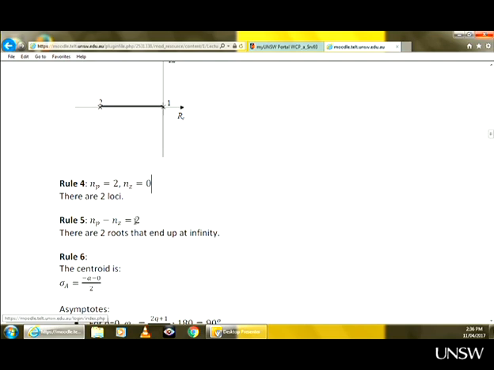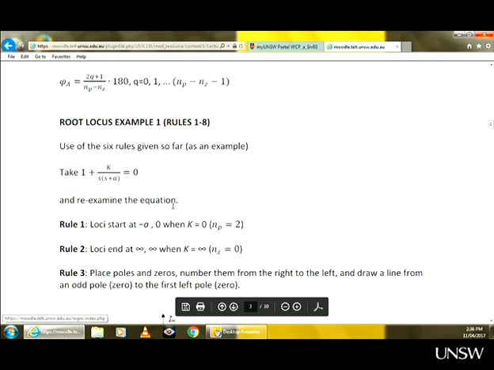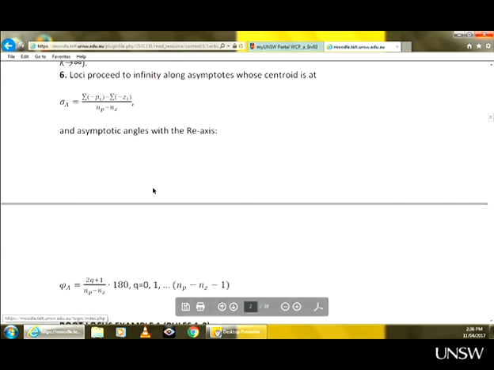So if 2 of them end up at infinity, we kind of know there will be 2 asymptotes, because you go to infinity following an asymptote. But let's check that. So the centroid is given, again, using this equation earlier here. The sum of the poles minus the sum of the zeros.